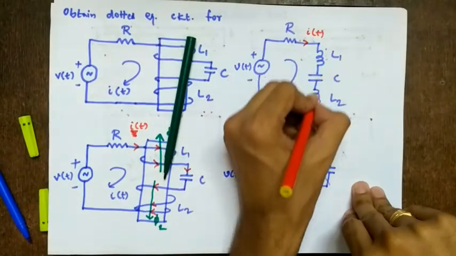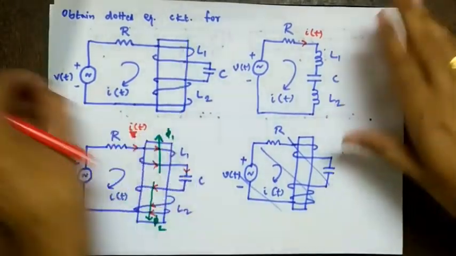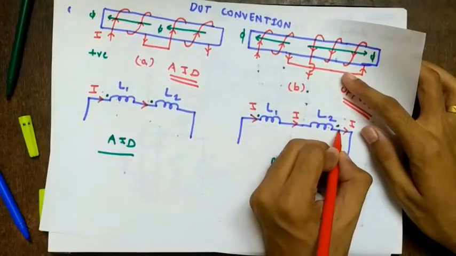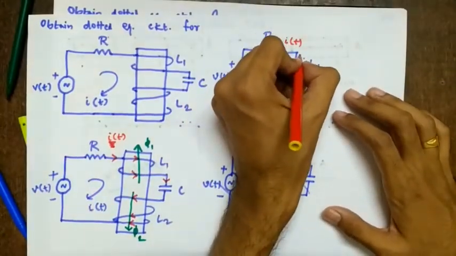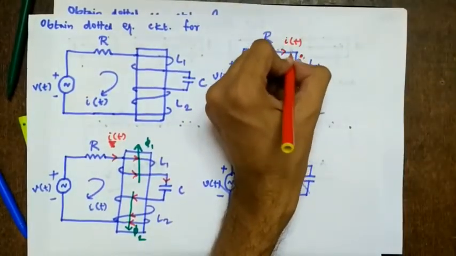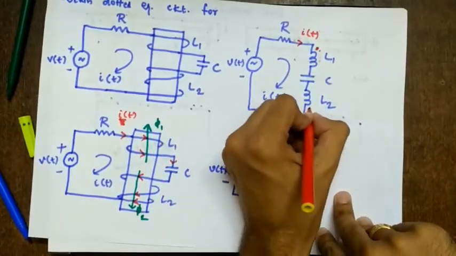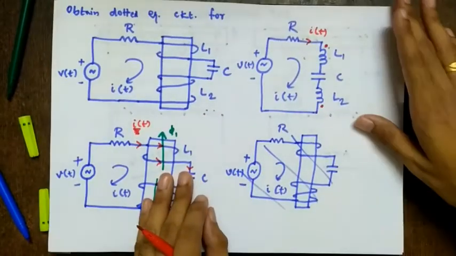So the current is flowing like this. So now both are opposing each other, right? So what we said a while ago: one should enter and the other should leave, right? So it is entering here. So this is the dot at the entry, and the current is leaving here. So this should be the dot convention, right? So this is your final network diagram, right?